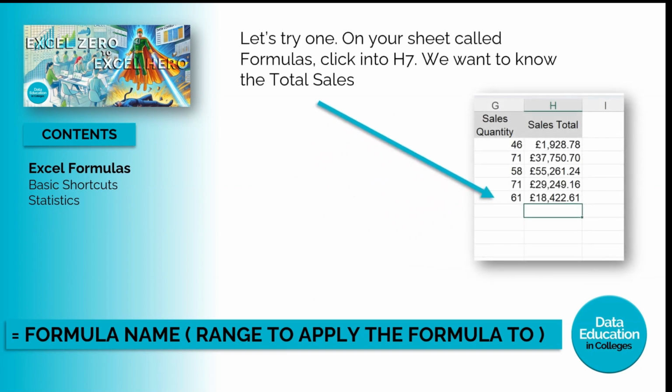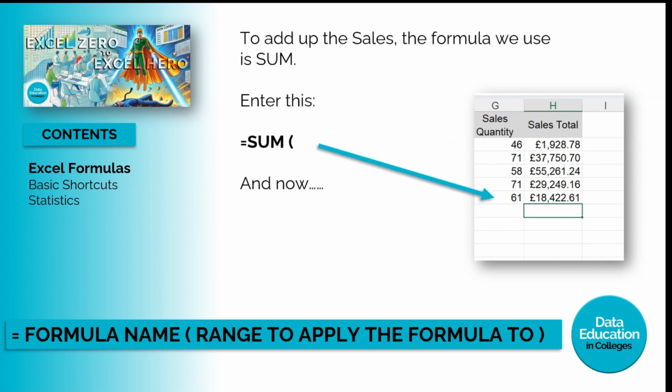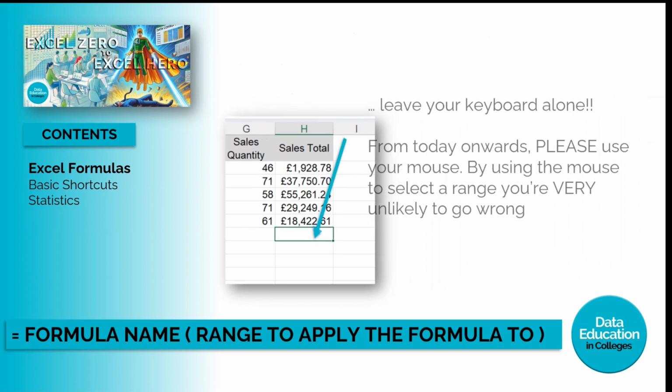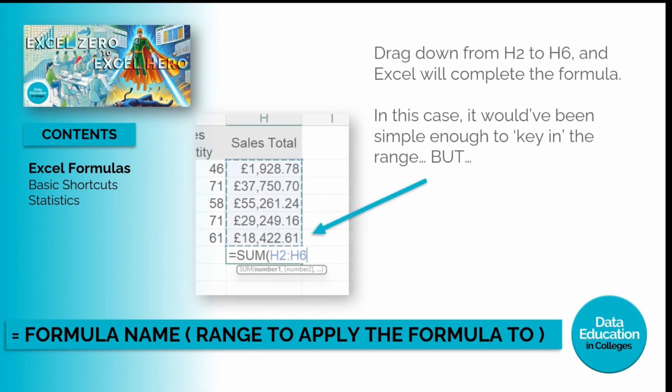Let's try one. In your starter file, you'll see a sheet called formulas. Just click into H7. We want to know the total sales. To add them up, we use sum. So just start entering this, equals sum, open the brackets, and now leave your keyboard alone. From today onwards, please use your mouse. If you use your mouse, you're very, very unlikely to go wrong when you're selecting a range.